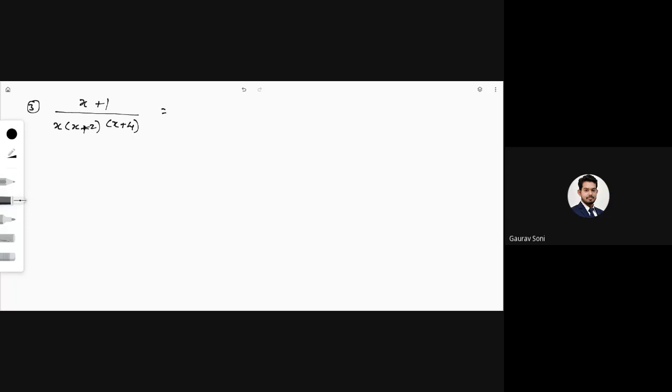Mansi Karandikar, which form is this? Sir, the first one. So tell me the partial fraction form of this. Sir, a by x into x plus 2, plus b by x plus 4.